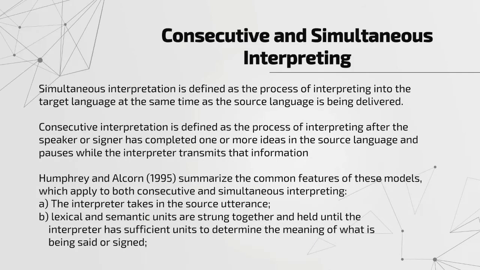So next. Consecutive and simultaneous interpreting. Simultaneous interpretation is defined as a process of interpreting into the target language at the same time that the source language is being delivered. And consecutive interpretation is defined as a process of interpreting after the speaker or signer has completed one or more ideas in the source language and pauses while the interpreter transmits the information.